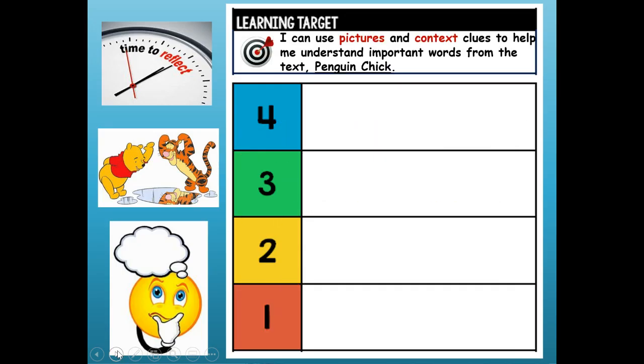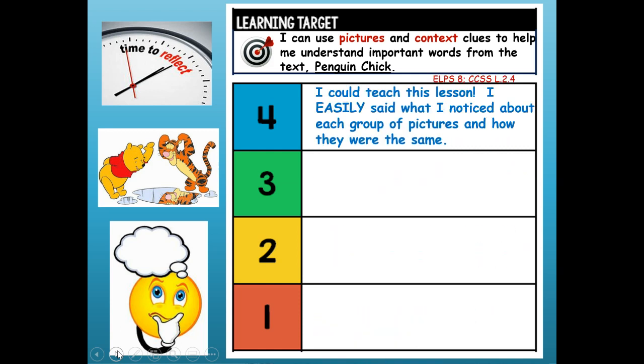All right, let's review our learning target. What was our learning target? I can use pictures and context clues to help me understand important words from the text. Penguin check. Would you give yourself a 4? I could teach this lesson. I easily said what I noticed about each group of pictures and how they were the same.